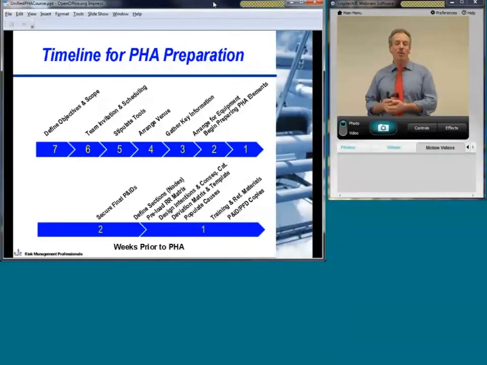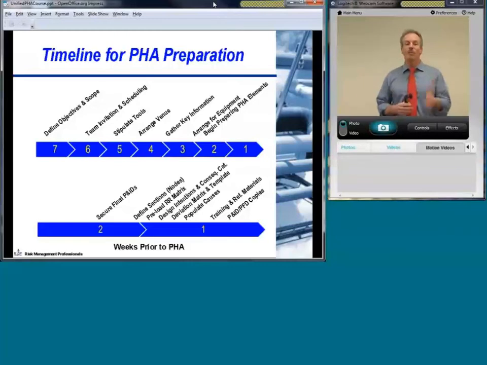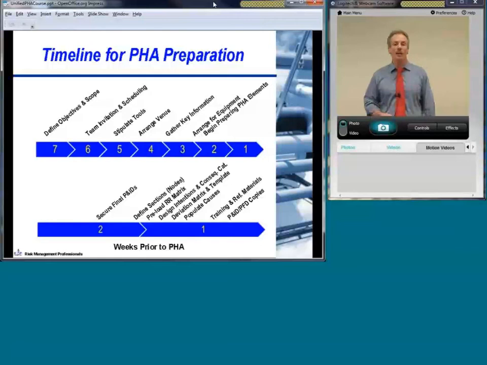Making sure your deviation matrix and template are defined and also preloaded into whatever software package you're using. Making sure causes are populated. We'll be focusing on that a lot this morning. Making sure you prepare training materials, reference materials, getting final copies of the P&IDs and process flow diagrams ready so that the team can be ready to go when you're starting your HAZOP study.